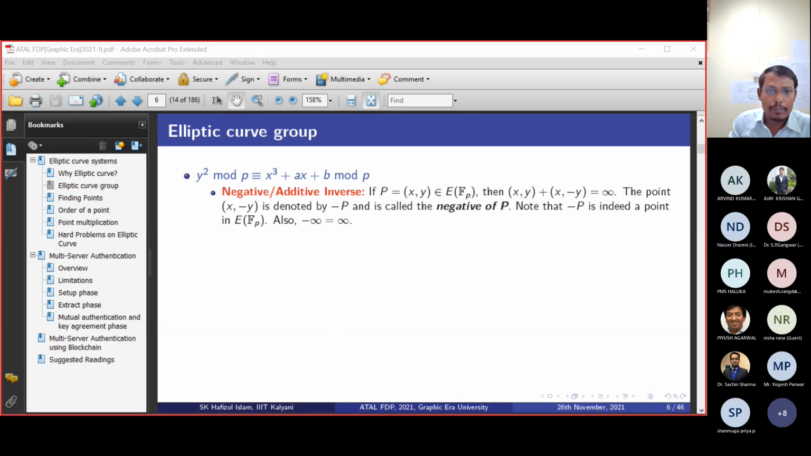The point at infinity, its negative point is the same as itself, because it serves as the identity element. Because if you look into the set of integers, its identity element is 0, so minus 0 is equal to 0. So here this serves as the additive identity.